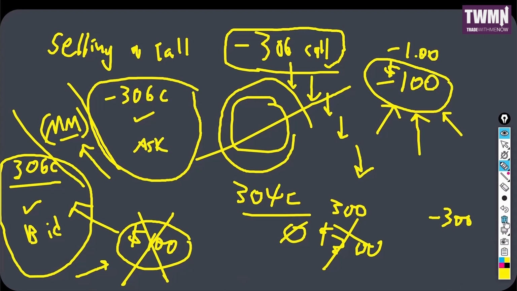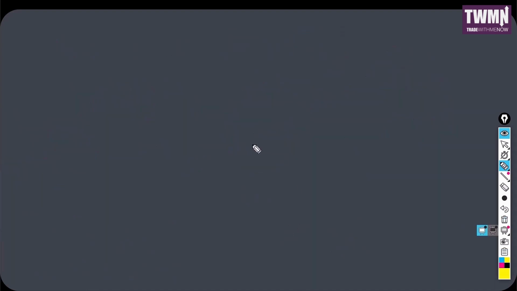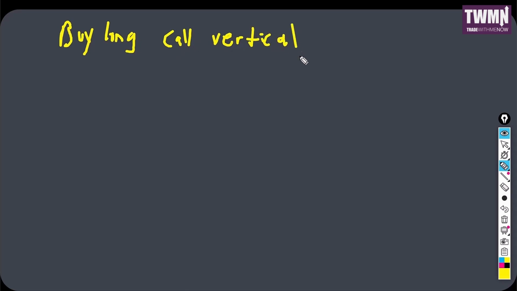Now I'm going to show you vertical. I can't show you convert the vert without talking about verticals. So you could buy a long call, vertical. And it has several different names. And so what is a vertical?